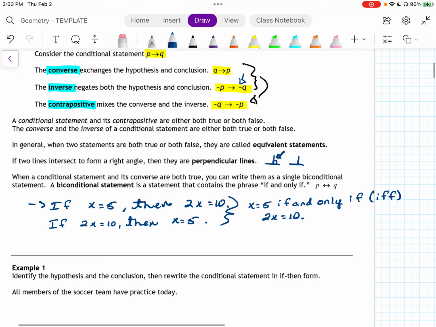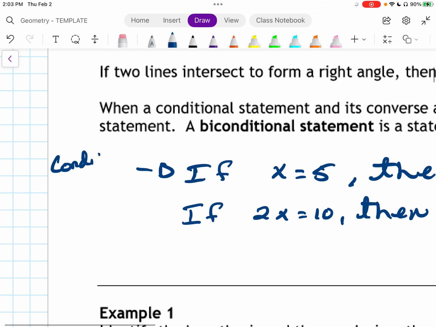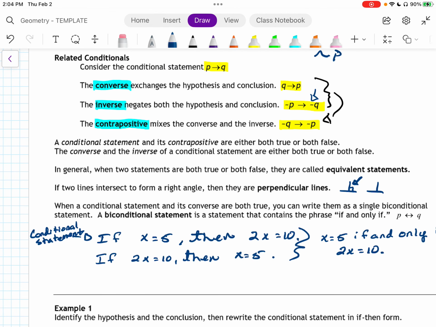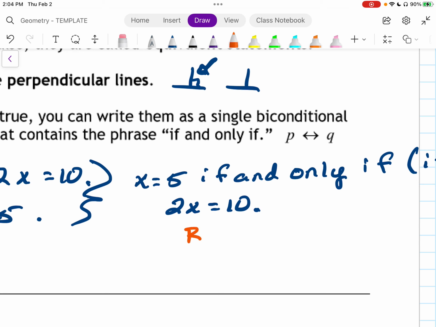So if we started off with this being the conditional statement, if we look up here, this bottom piece would actually be the converse. Okay, the converse means that you kind of read it backwards, right? You swap the if and you swap the then. Now, that still leaves us with two other ones, the inverse and the contrapositive, and we'll look at those in a little bit, okay? But there we have the conditional statement and its converse, and then right here, this is the biconditional.